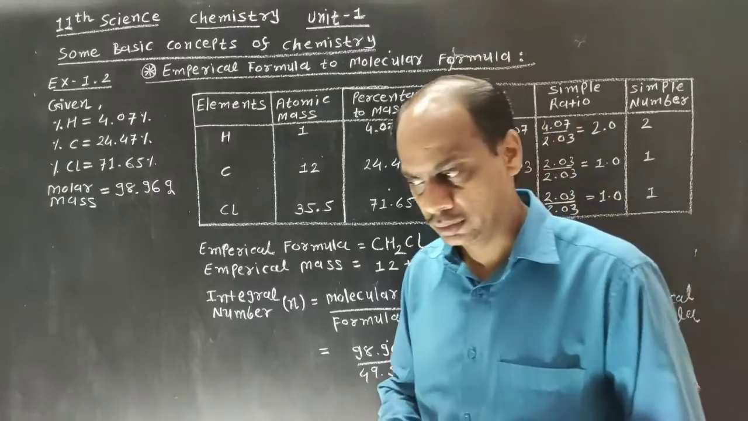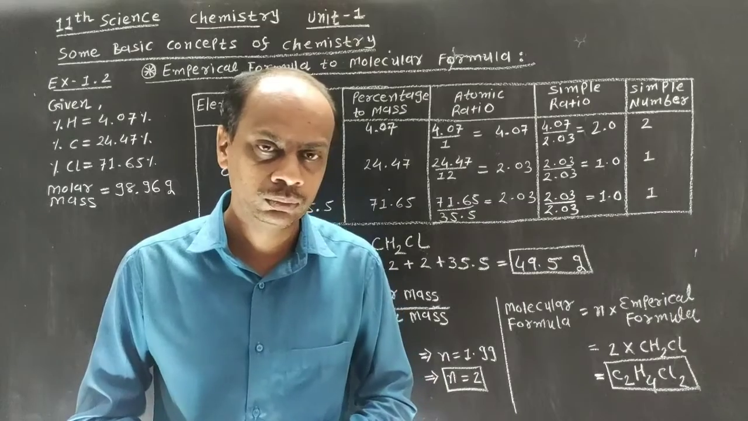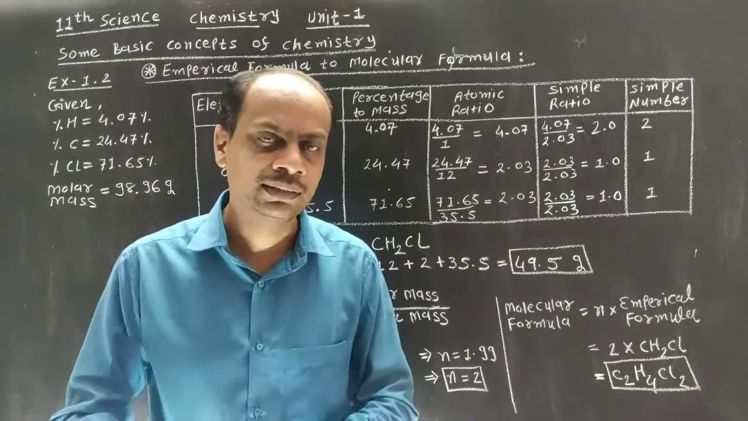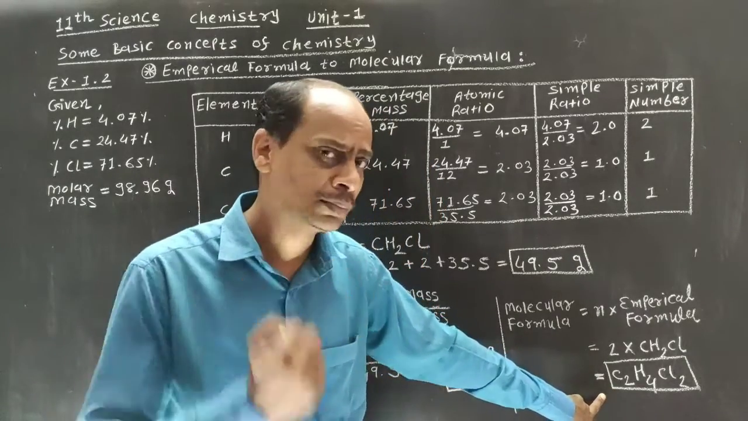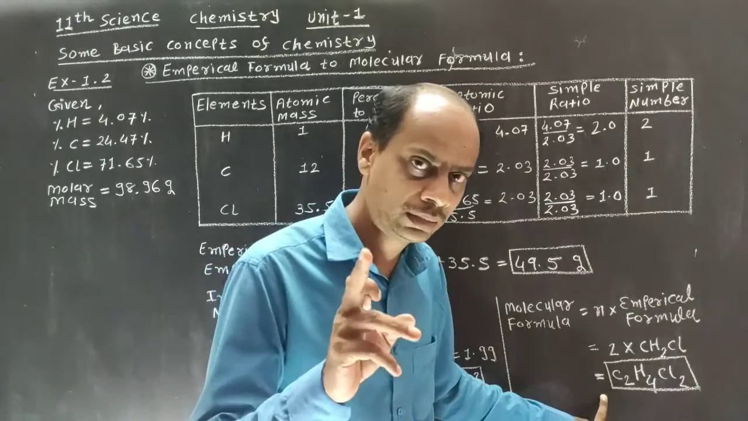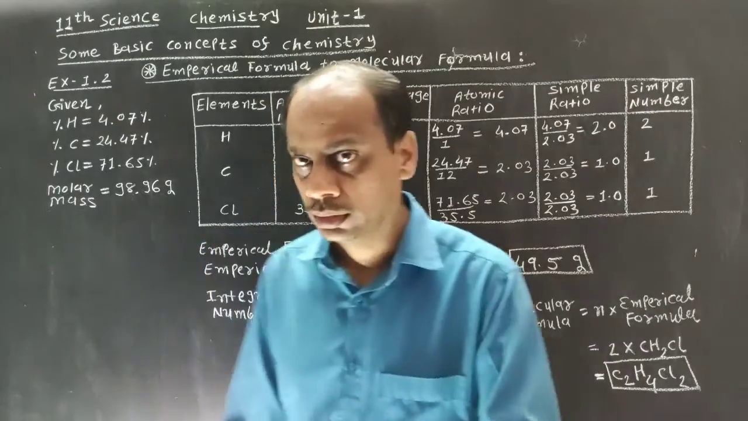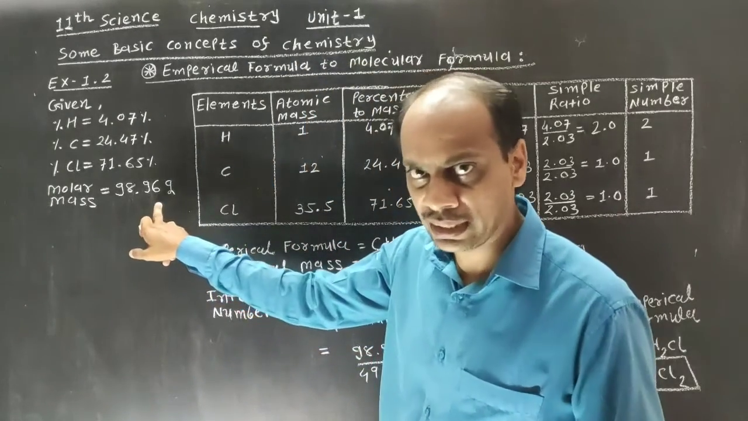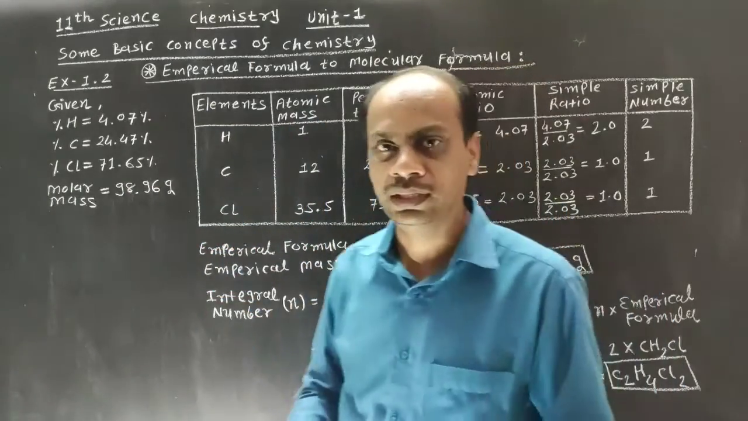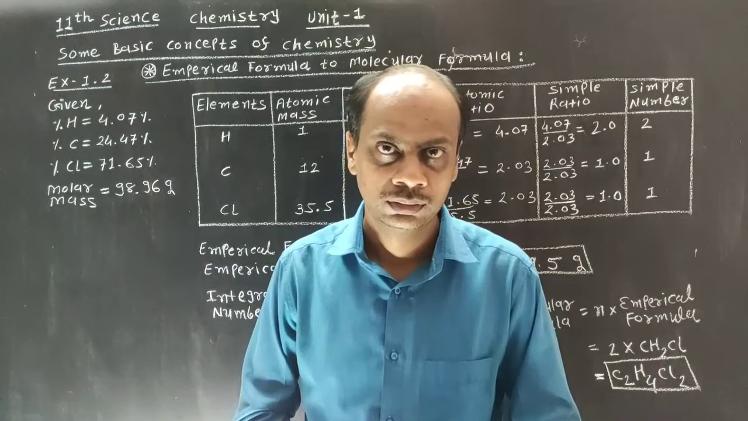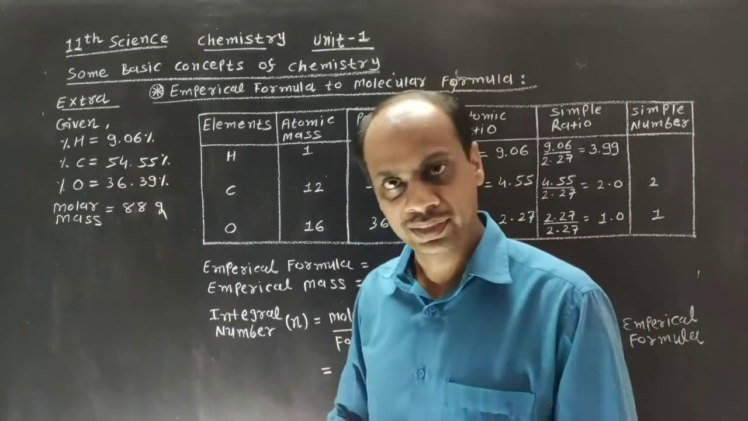Now, using this method, you can calculate any type of example. If someone wants to cross check whether his or her answer is right or wrong, then calculate the molecular mass using this formula. Am I clear? What you have to calculate? The molecular mass of this formula. If your answer came 98.96 or near to it, then your whole example is right. Am I clear?